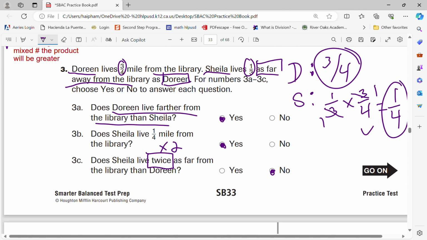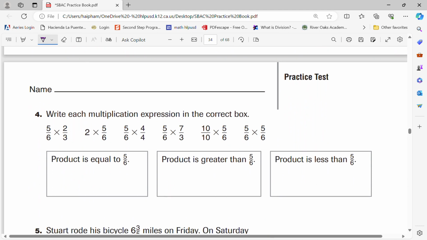Moving on to the next page. All right, so here again, we are going to go over and categorize some of these expressions to determine whether it's going to be equal to the fraction, greater than the fraction, or less than the fraction.